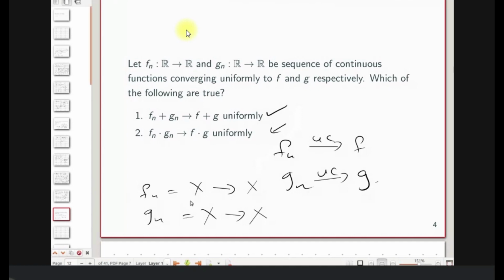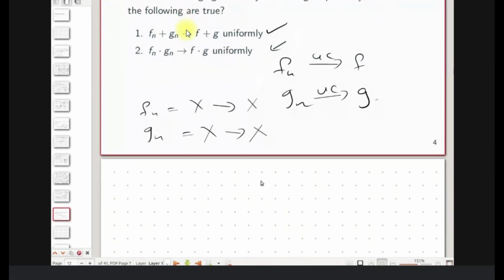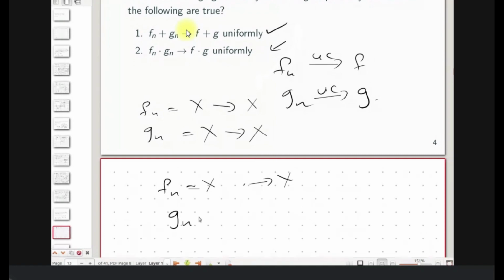Okay, so I'll give an example as Pradeep is not giving an example. Assume function f to be x itself. Let fn equal to x, which converges to x. And let gn be equal to, say, 1 by n. So this 1 by n converges uniformly to 0.